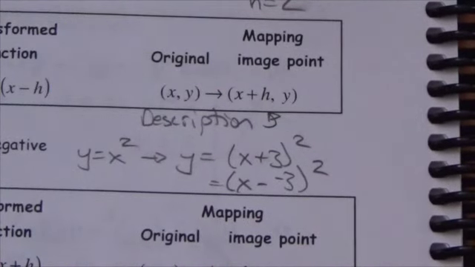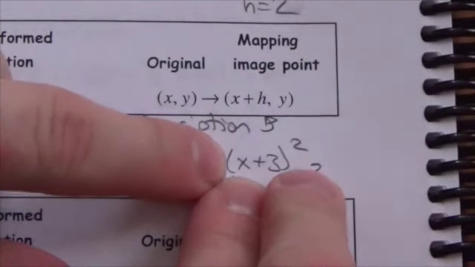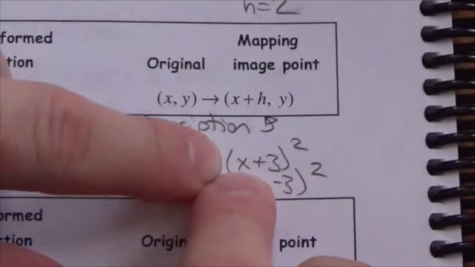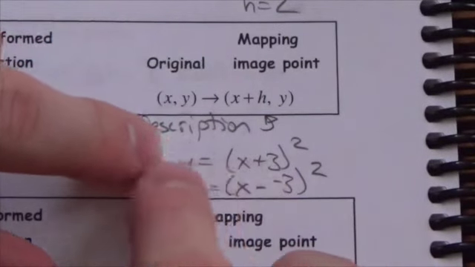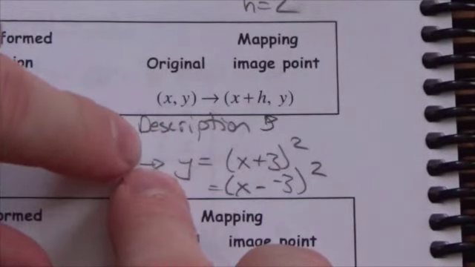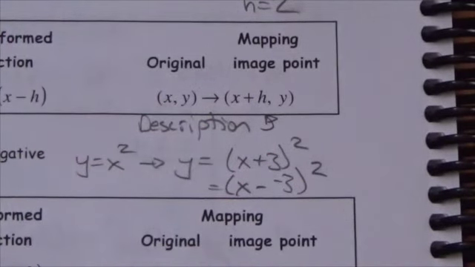Now, I want to ask you here, what would the last thing be that you would do to get x by itself? Well, I would square root the y, yeah, and then I would subtract 3. Okay, that becomes my transformation, 3 to the left.